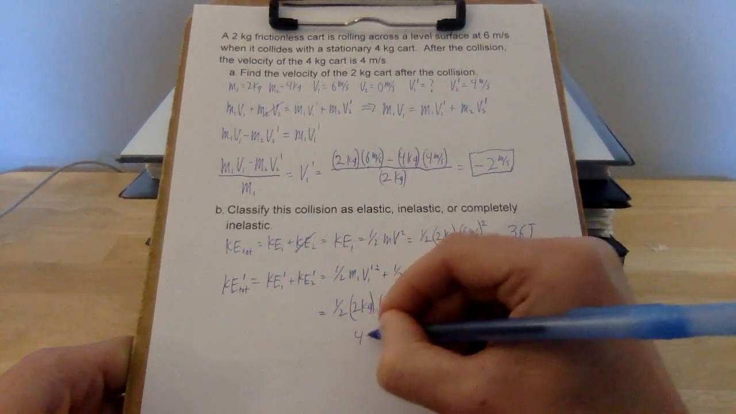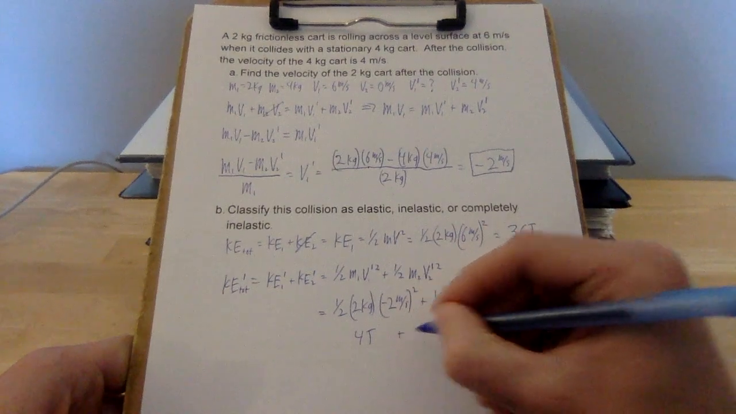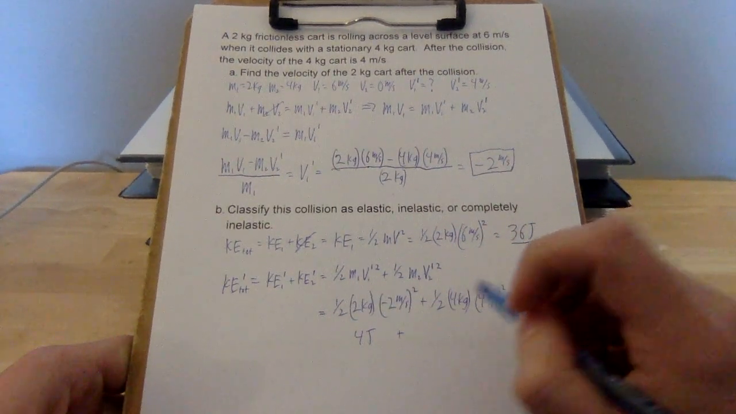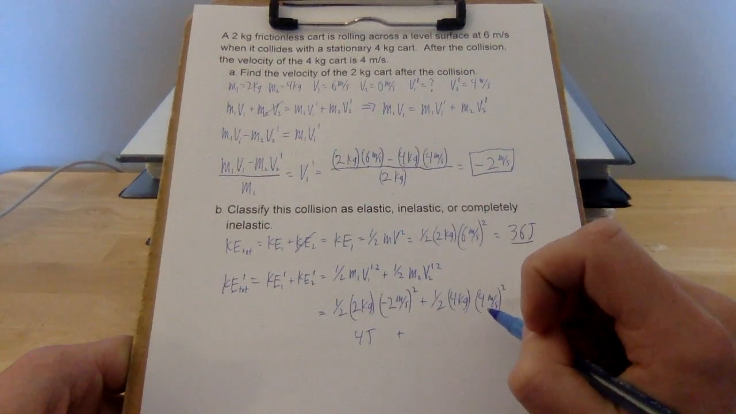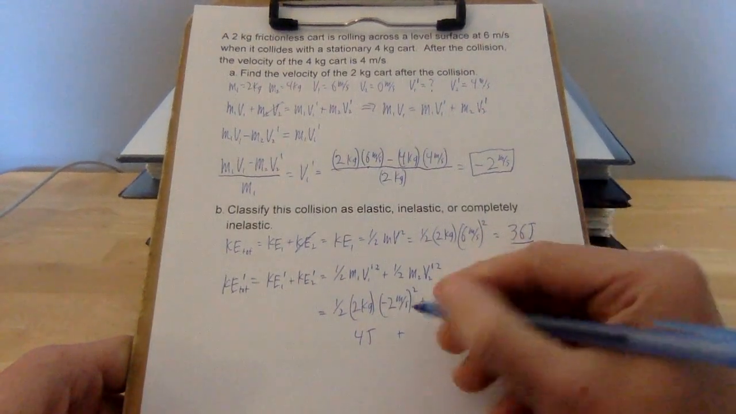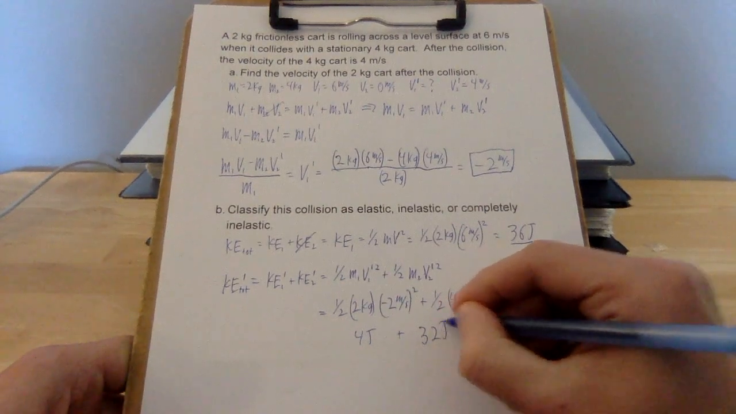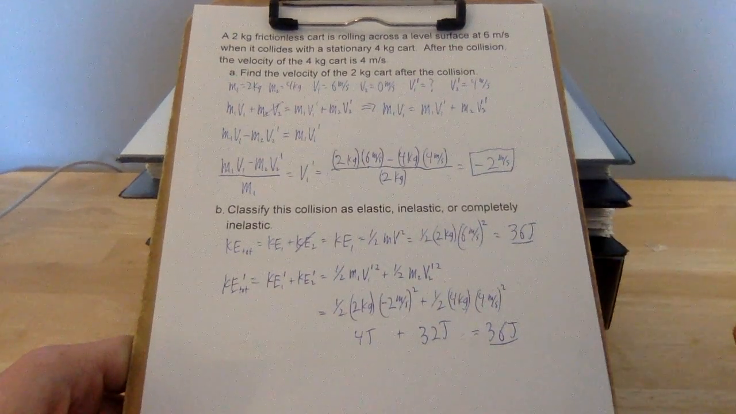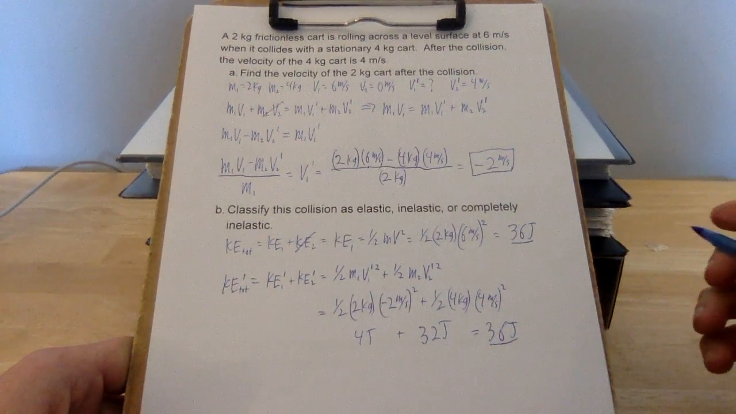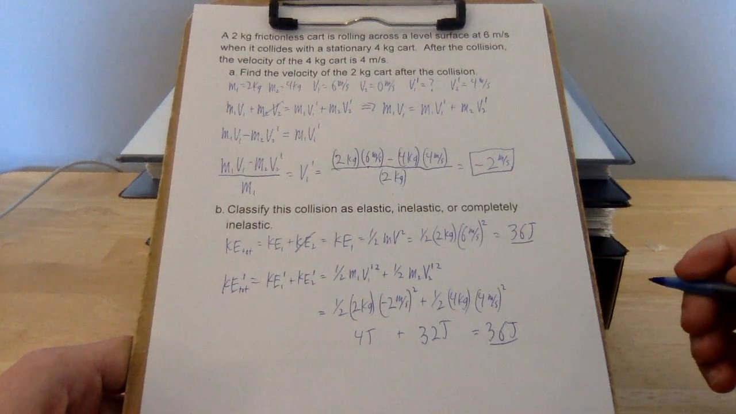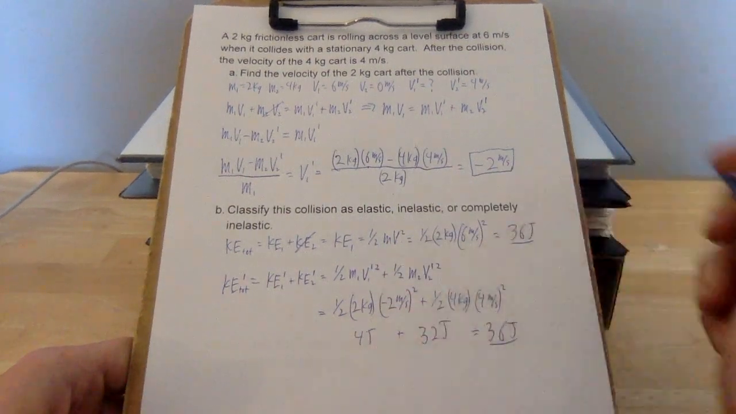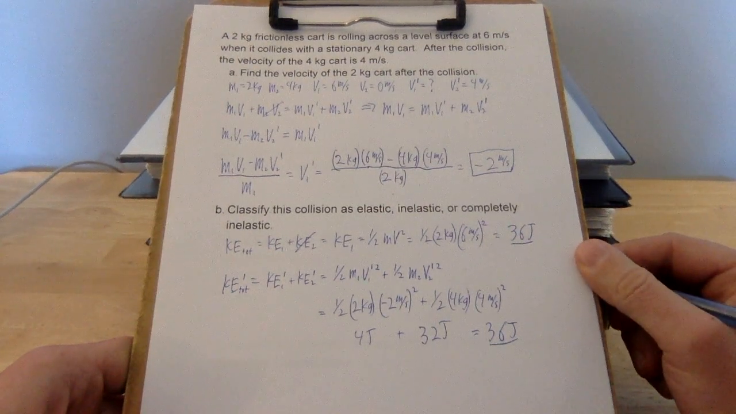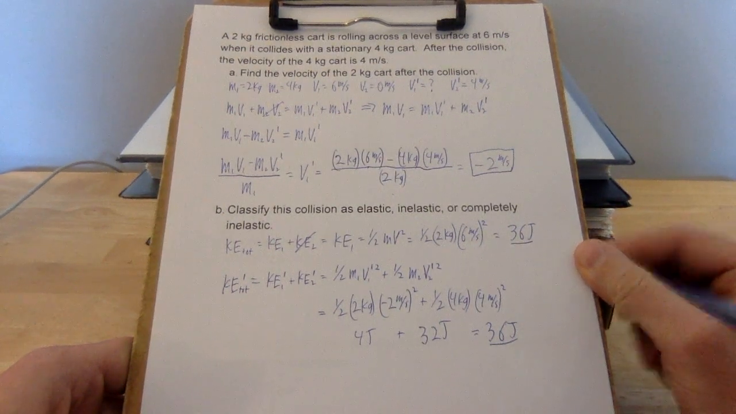This becomes 4 joules. 1/2 times 4 becomes 2. And 4 squared becomes 16. So 2 times 16 becomes 32 joules. So this means we also ended with 36 joules of energy. Because we started and ended with the same amount of kinetic energy, that means kinetic energy was conserved. That means the change in kinetic energy was going to be 0. And the type of collision that conserves kinetic energy is called an elastic collision.